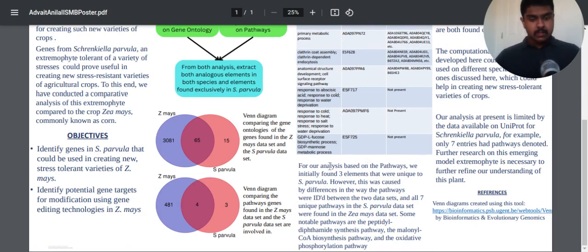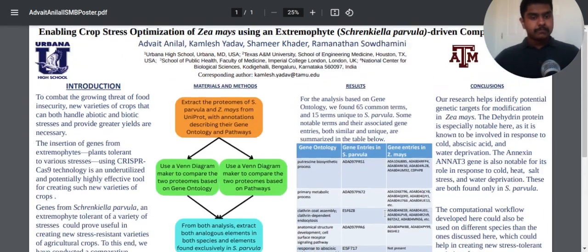For our analysis based on the pathways, we initially found three elements that were unique to S. parvula, as shown here, and four that were common. However, this was caused by differences in the way the pathways were ID'd between the two datasets, and all seven unique pathways in the S. parvula dataset were actually also found in the Zea mays dataset. Some notable pathways are the peptidyl diphthamide synthesis pathway, the malonyl CoA biosynthesis pathway, and the oxidative phosphorylation pathway.